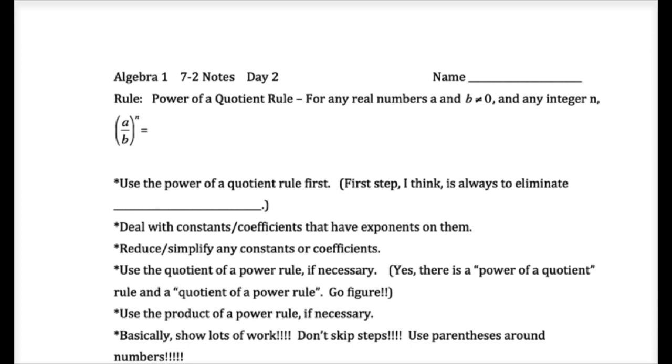Is anybody smart enough to realize why b cannot be 0? Yeah, the whole divide by 0 thing. That would make it undefined. We can't have that. The biggest curse word in math: undefined. All right, this is going to be a to the nth over b to the nth.